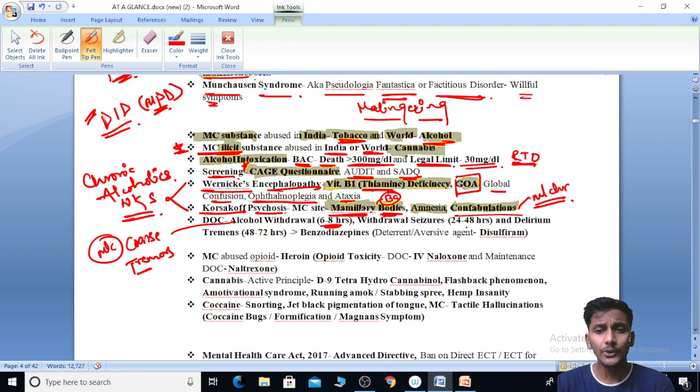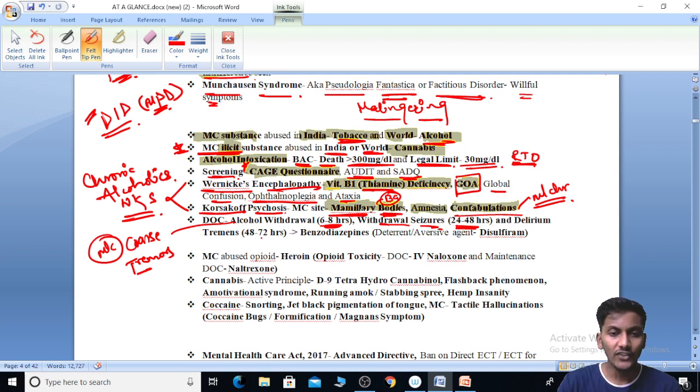Then after 24 to 48 hours of last alcohol intake, what happens? Please remember, after 24 to 48 hours the patient experiences withdrawal seizures. The patient usually experiences generalized tonic-clonic seizures, which are cluster seizures, which occur in clusters. So these are known as withdrawal seizures.